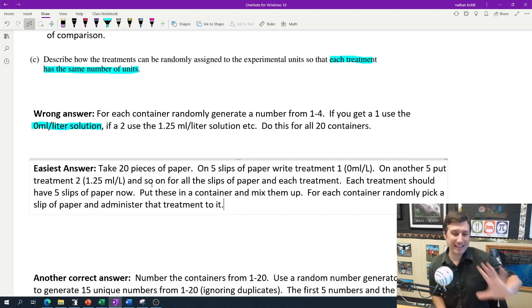I think that's the easiest way to fulfill this, all right? I know I'm going to get 5 containers for each treatment now because there's 5 slips of paper for each treatment. It's still random because I'm randomly picking them out of the hat or the container for each of these containers. So I think that's the easiest. Slips of paper are not a bad idea.